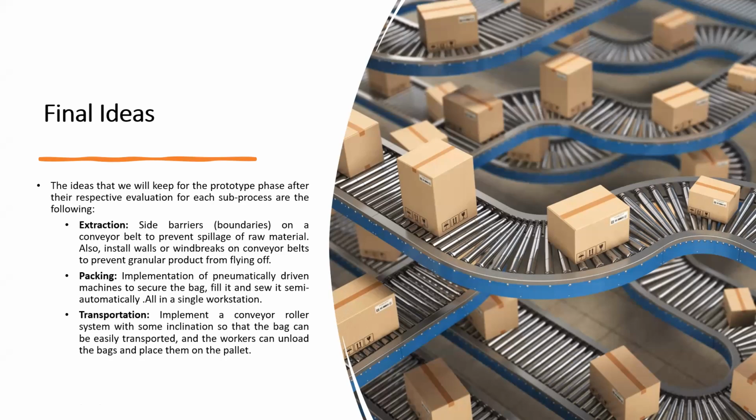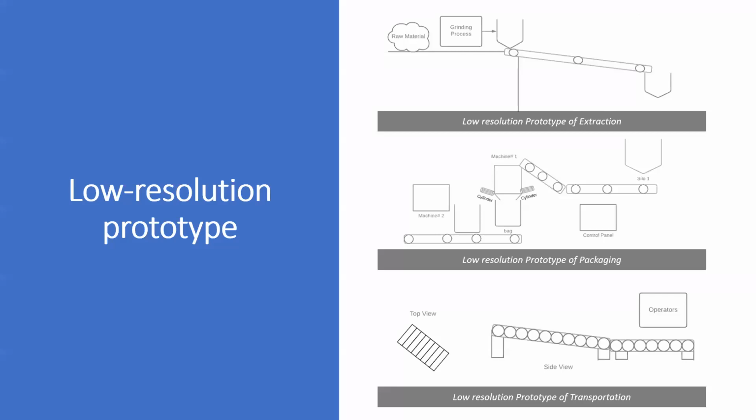For packing, we want to implement a semi-automatic system that consists of a machine with a pneumatic drive. This pneumatic drive is going to fix the bag, put the material in the bag, measure the pounds of the bag, and then sew the bag. All this in the same station. For transportation, there is going to be a roll conveyor that transports the bags coming from the packing process. This is our low resolution prototype. As you can see, the schematic of the machine and the schematic of the position where we want to put each conveyor.